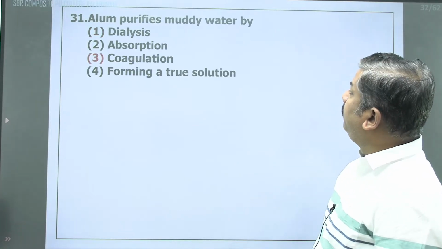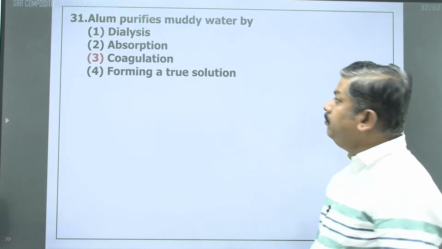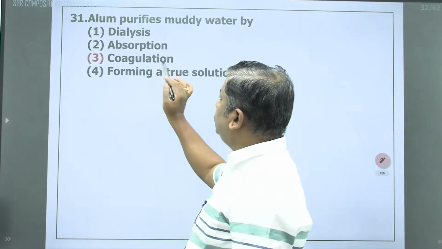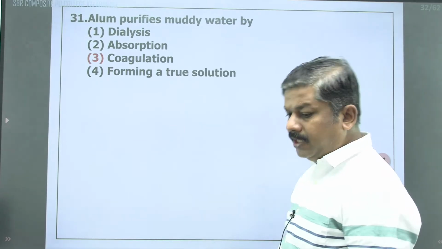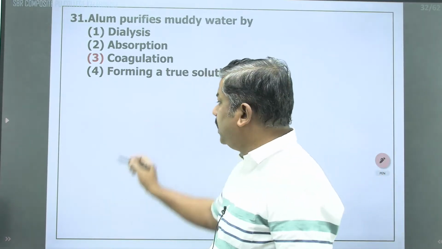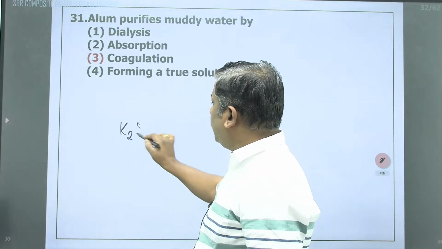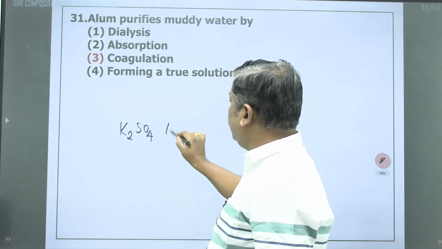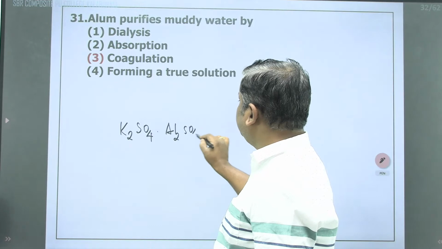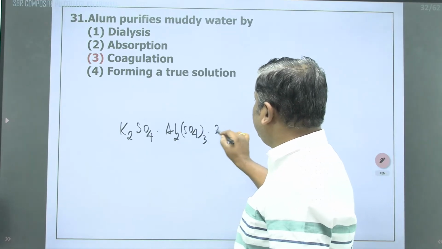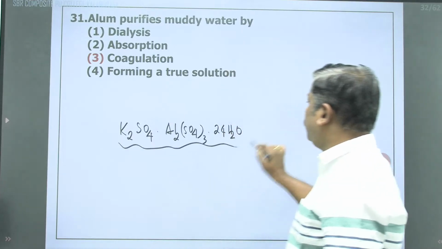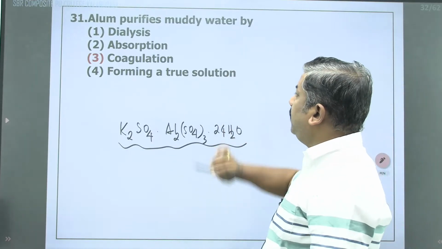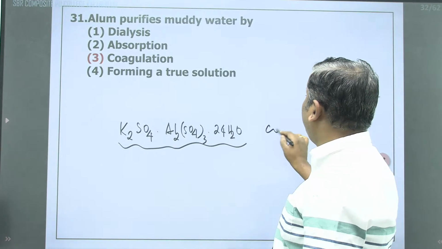31. Alum purifies the muddy water by dialysis, absorption, coagulation, or forming a true solution. Alum, just now I explained about that. It is a compound containing potassium sulfate and aluminium sulfate, Al2(SO4)3, with 24 moles of water molecules. This is commonly known as potash alum. This one purifies the muddy water by the process of what?